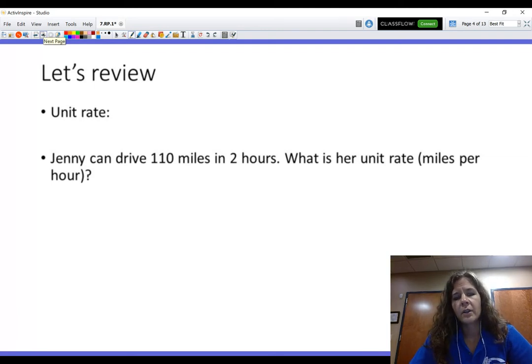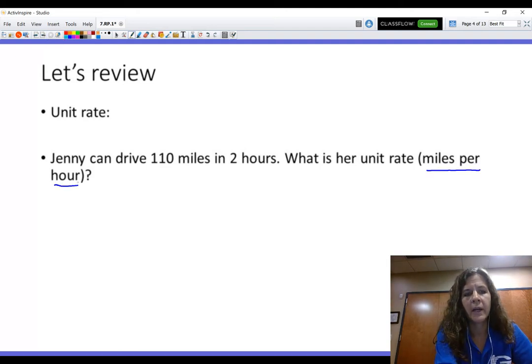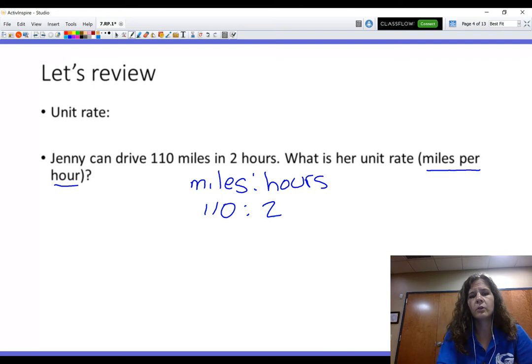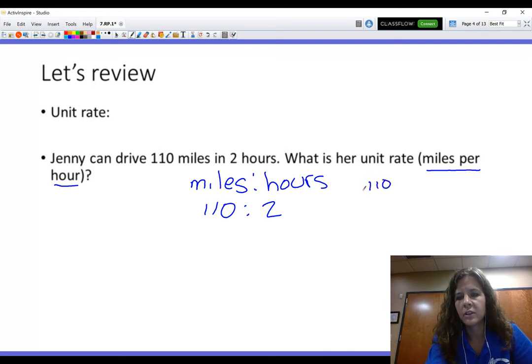Jenny can drive 110 miles in 2 hours. What is her unit rate? What's her miles per hour? So we know that we're going to want miles to hours, because we want this second one to be 1 hour eventually. So our ratio to start is 110 to 2. Remember, we can write ratios that look like fractions. And the point of a unit rate is to find an equivalent ratio or equivalent fraction that has the second number as 1. And we can use multiplication and division to find equivalent fractions.